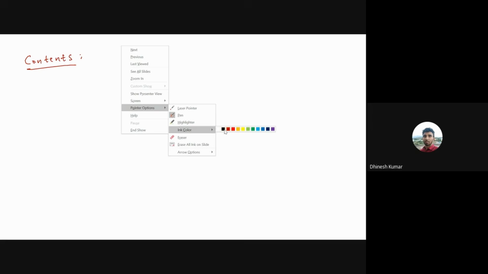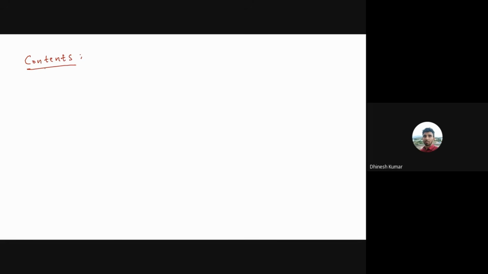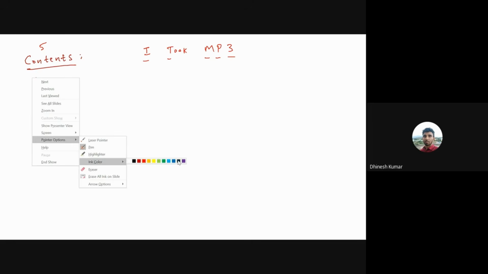Let's move to another possible sub-question. What are the contents of the pinned area? So what are the various contents of the interpeduncular fossa? Anybody? Yes, totally we have 5 contents. That can be remembered by the mnemonic "I took MP3". So all these 5 letters are representing the 5 contents of the interpeduncular fossa.